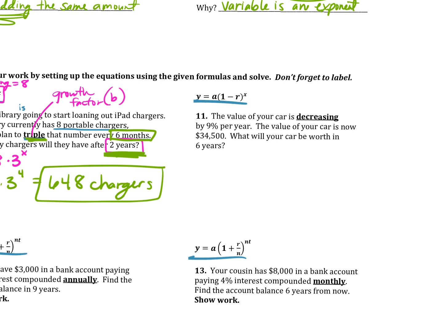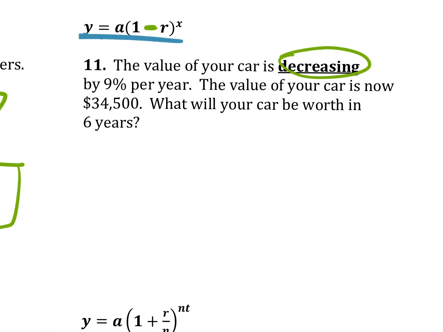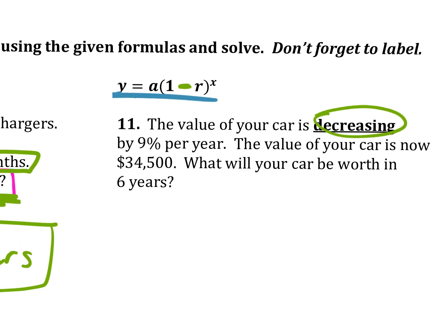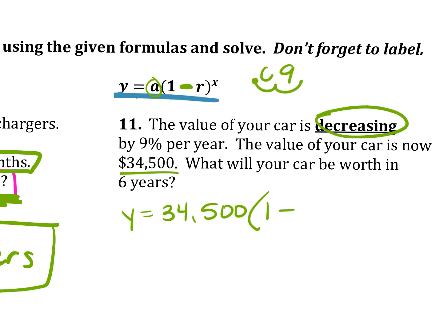All right, number 11, it says the value of a car is decreasing, which is how we know we're using the subtraction formula. The value of your car is $34,500. What will it be worth in 6 years? So if this is our formula, what is A? 34,500. Y equals 34,500 times 1 minus, what is R? 0.09. 9%. If you divide by 100, you got to drop a 0 in, okay? 0.09 to the t power.